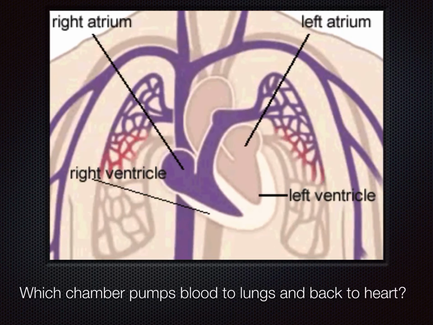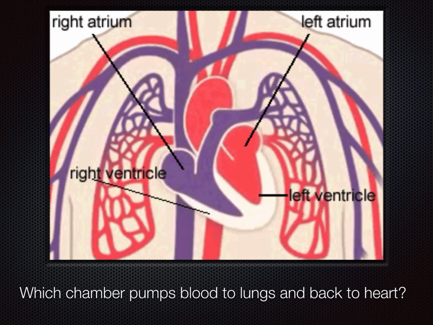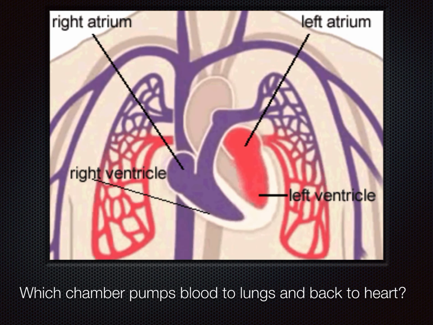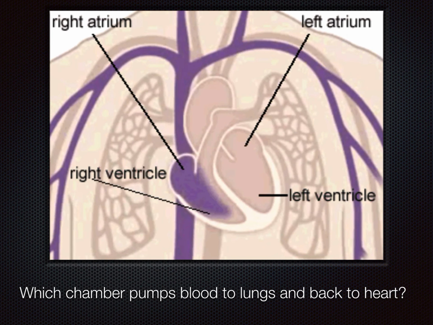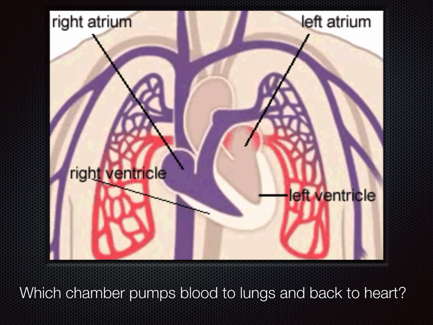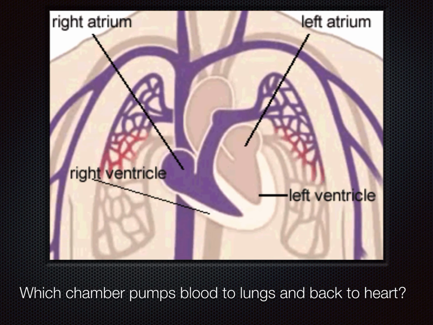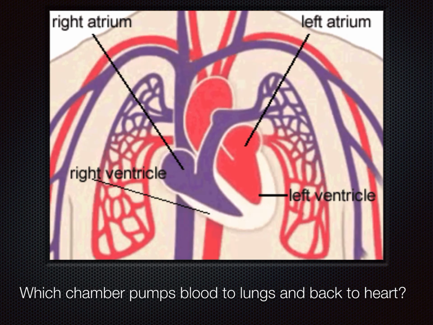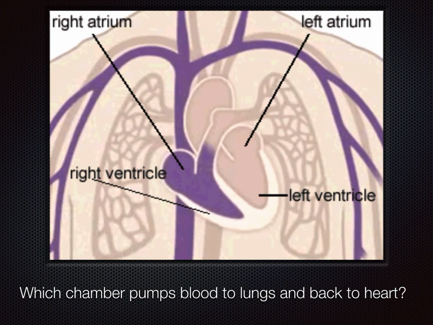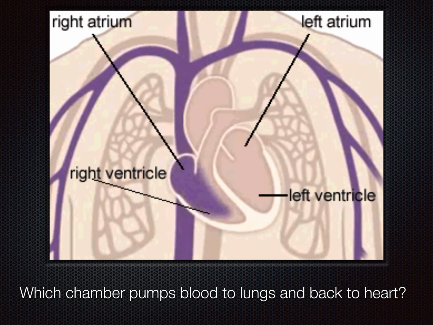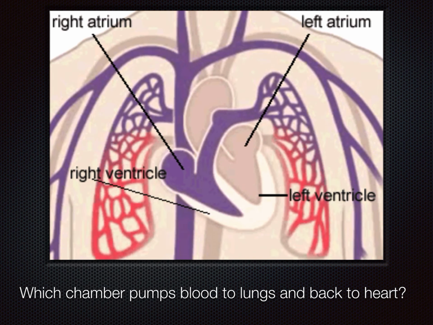So which chamber pumps blood to the lungs and back to the heart? So if it's going to the lungs, it's deoxygenated blood. Put your hand back on your heart. Which side is closer to your lungs? Is it your fingertips or your thumb? Well, if it's your right hand that you've put on your chest, your thumb should be in the centre, and that is a good way of thinking about it. Okay?